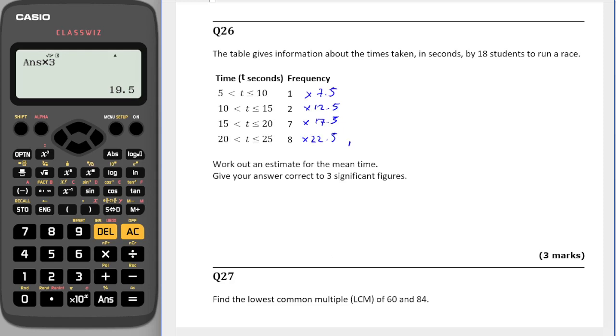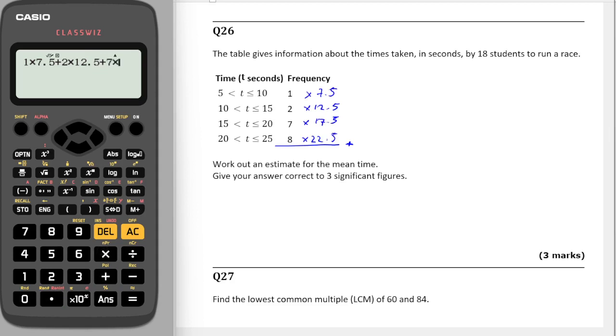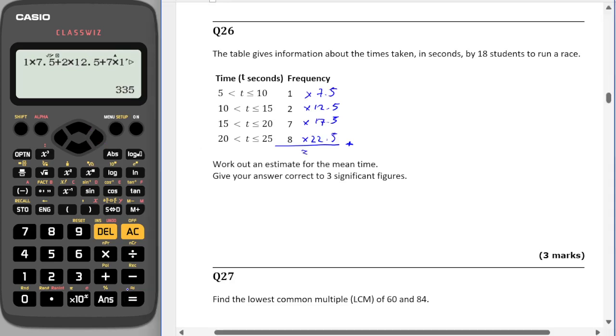And then I want to add them all together. So on my calculator, 1 times by 7.5 plus 2 times by 12.5 plus 7 times by 17.5, and then finally plus 8 times by 22.5. So let's just double check my typing in on my calculator. 1 times 7.5, 2 times 12.5, check, 7 times 17.5, and then 8 times 22.5. So I make that a total of 335.